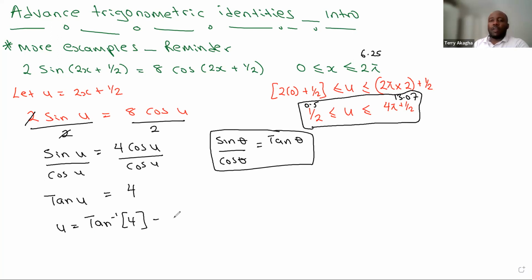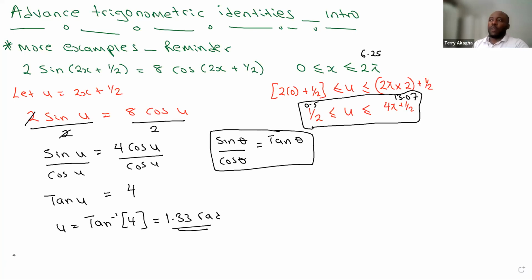If you press your calculator, it should give you the answer in radians, because the range we have here is also in radians. You have to change your calculator from degrees to radians. If it was in degrees, it would have given you about 75.96 degrees, but that's not what you're looking for. You're looking for radians, so it's going to give you about 1.33 radians. And this is the answer.